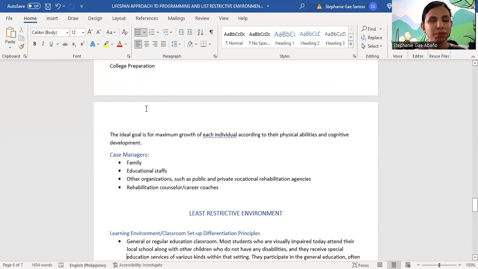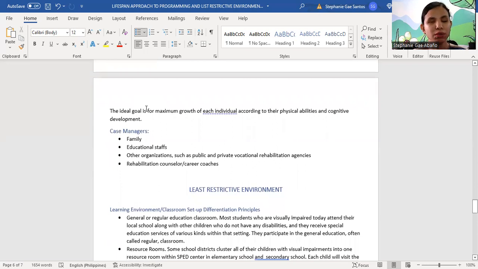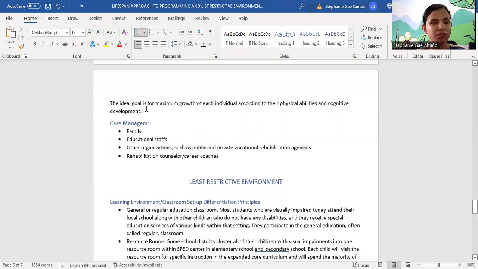And another one is the resource room. Some schools and districts cluster all of their children with visual impairment into one resource room within a central location in elementary school and secondary school. So it is the place wherein the child can receive special instruction and prerequisite skills pertaining to his or her braille, abacus, or orientation and mobility, and other services as needed.